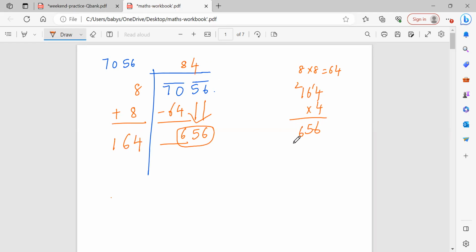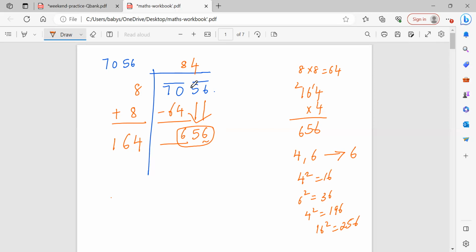And why did I chance upon 4? Because I told you that when a number ends in 4 or 6, the square of that number will end in 6. Example, 4 square is 16, 6 square is 36, 14 square is 196, isn't it? Like that. 16 square is 256. So I know that if the number is ending in 6, the last digit of the square root would have been 4 or 6.